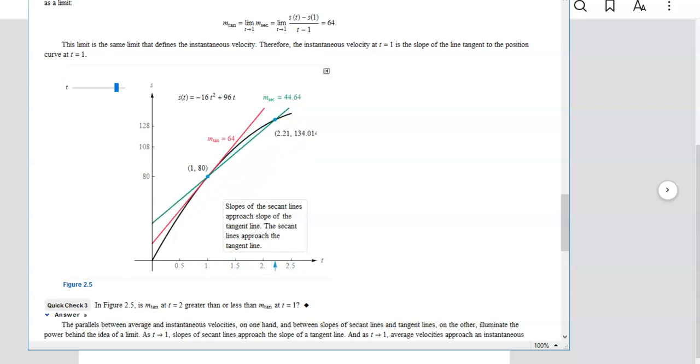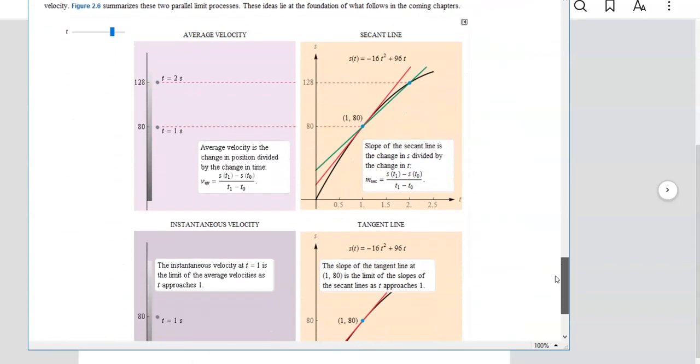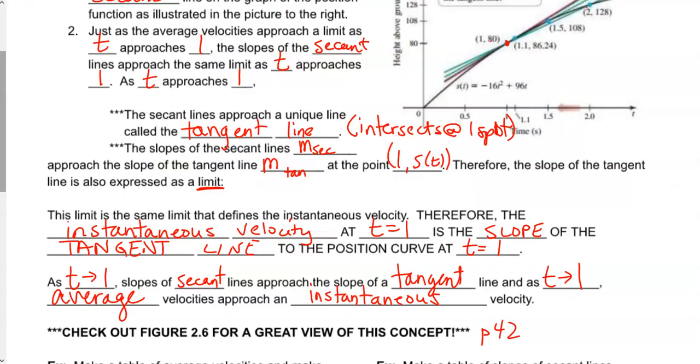As well as, right here, here's that line as well. Again, you can see how it goes over. It gets bigger, bigger, bigger. And then as we get closer and closer, we limit to that tangent line where the slope is equal to 64. All right, so that's some good stuff there.